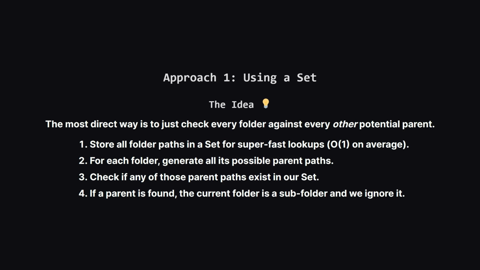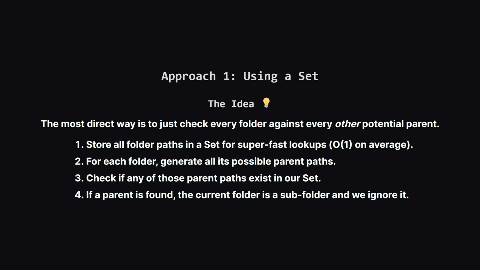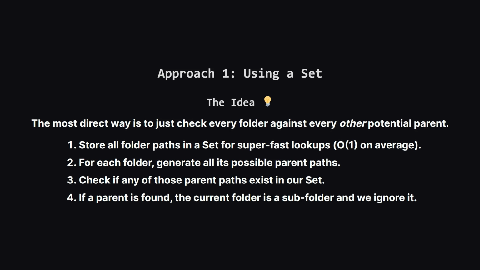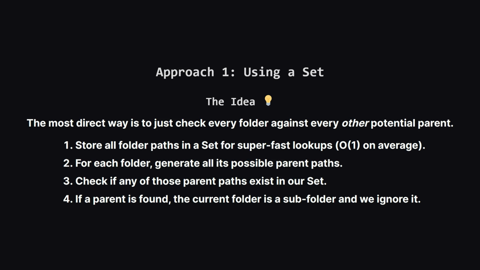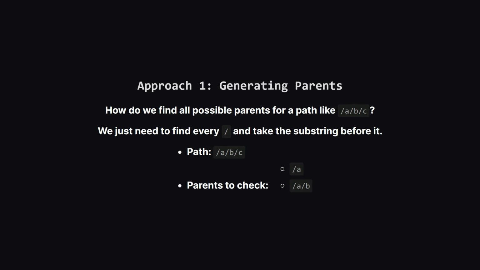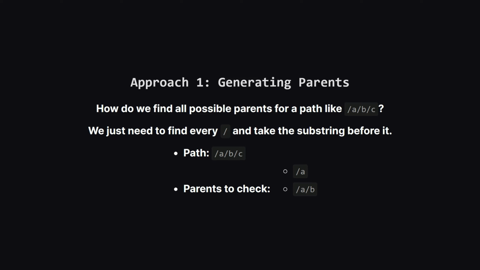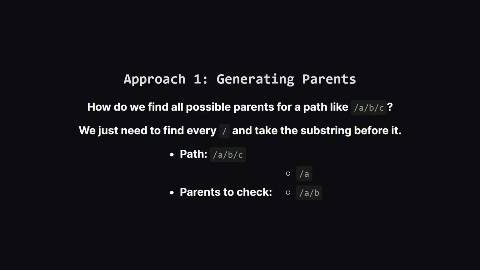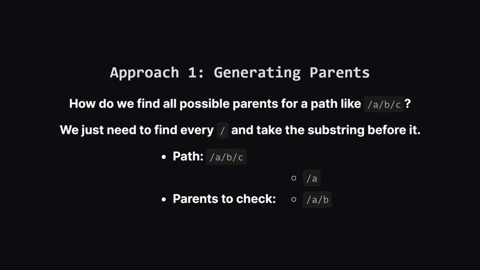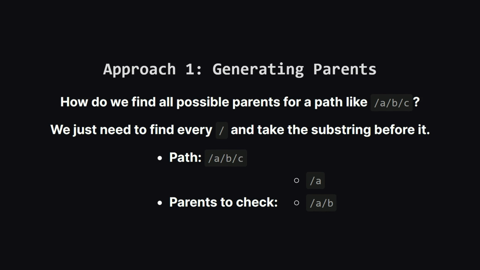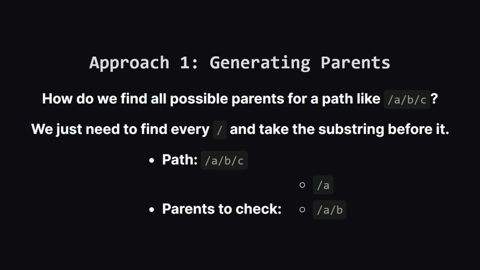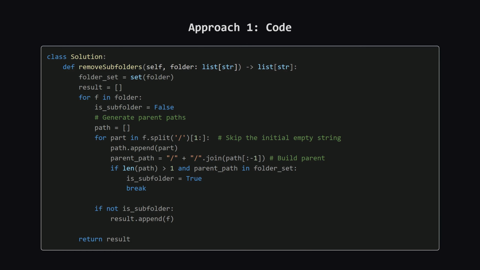Okay, let's think about our first approach. A straightforward idea would be to take each folder and, well, check if its parent exists in the list. To make that check really fast, we can first dump all the folder paths into a hash set. This gives us nearly instant lookups. So for any given folder, say /a/b/c, how do we find its potential parents? We can just slice the string at each /. This would give us /a and /a/b. We'd then look up both of these in our set to see if either one exists.